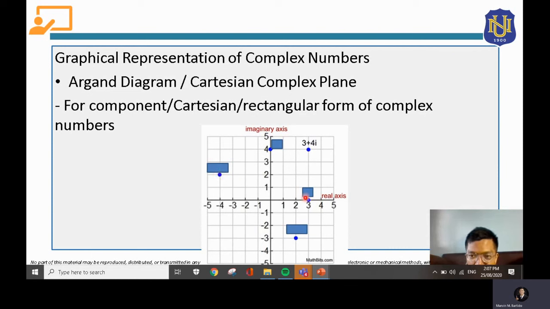Now for this point, since this is in the real axis only, it means that its imaginary part is 0. So we can say that this complex number is just equal to 3. And for this point, the complex number it represents is just on the imaginary axis, so this is just an imaginary number. We can say that this is a complex number equal to 4i. So that's how you represent graphically your complex numbers in component, Cartesian, or rectangular form. So we use the Argand diagram.